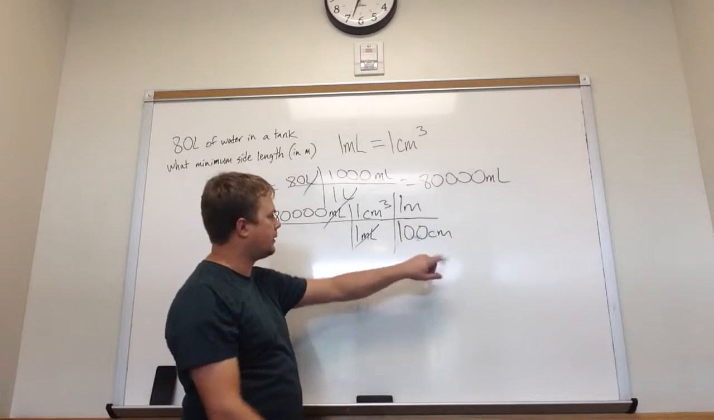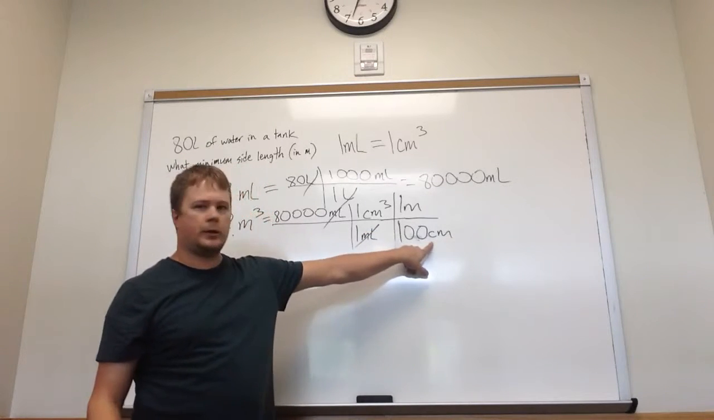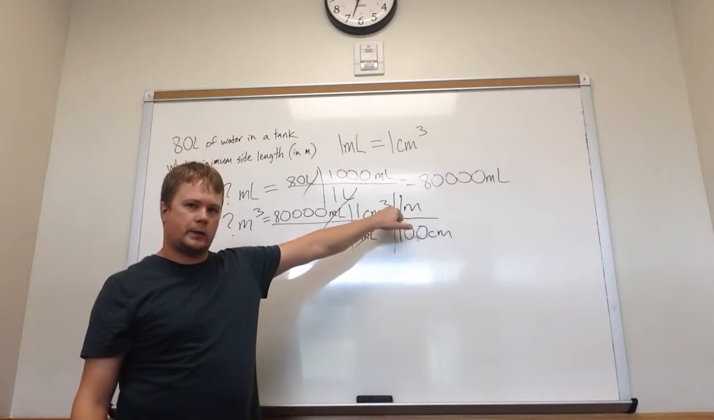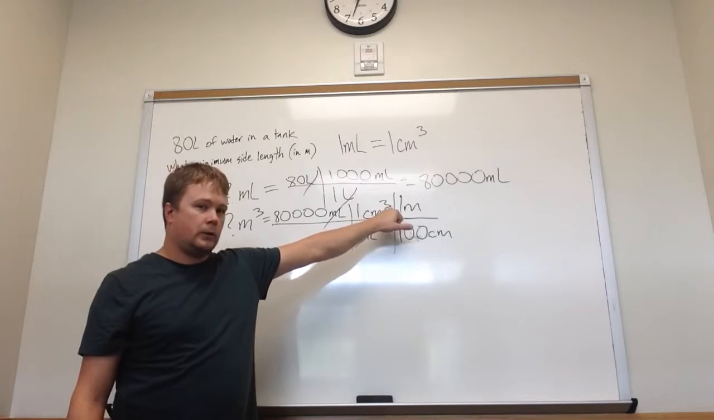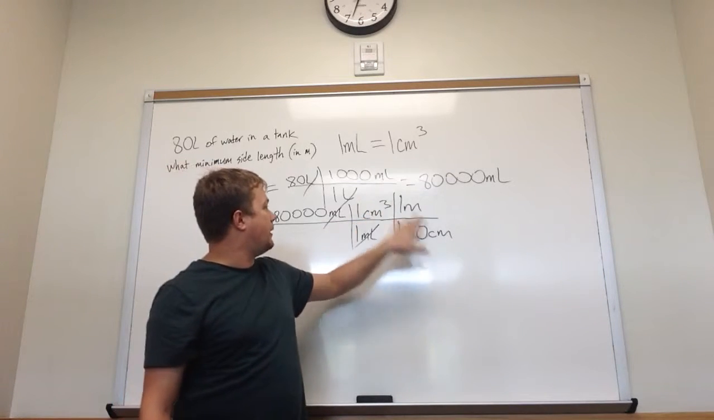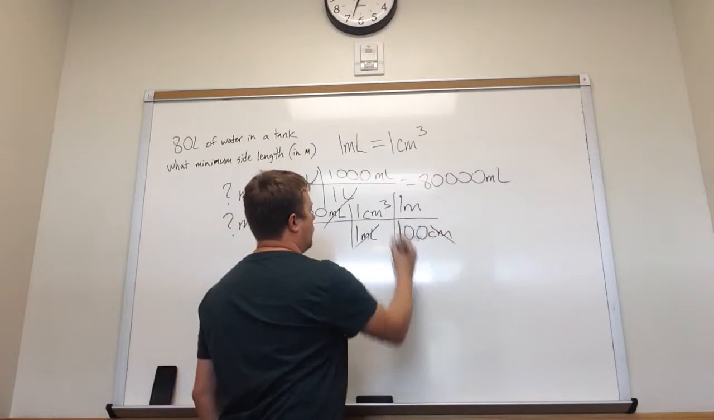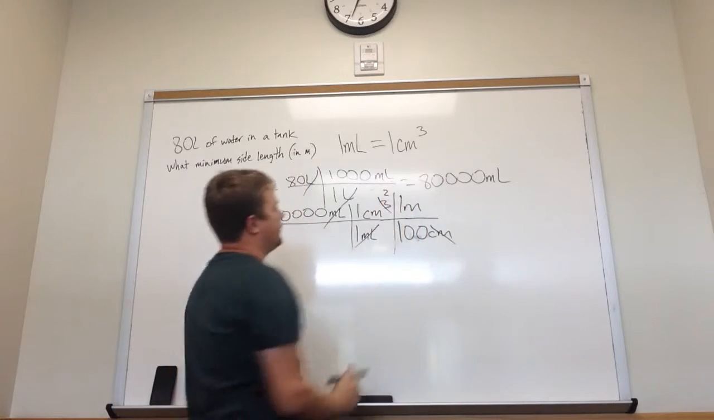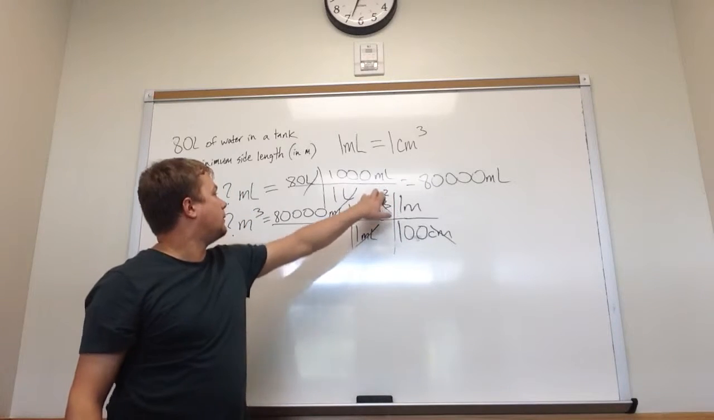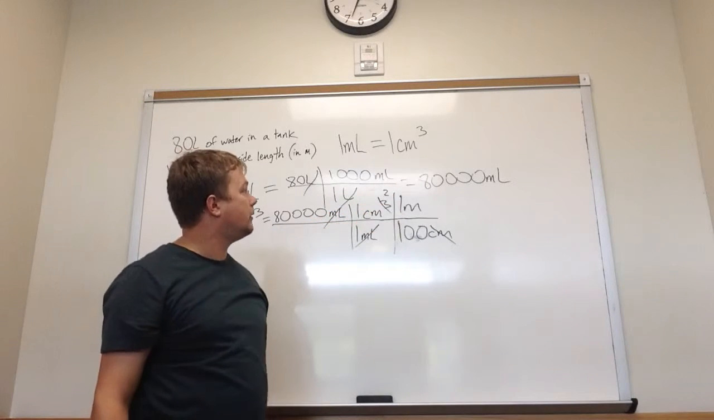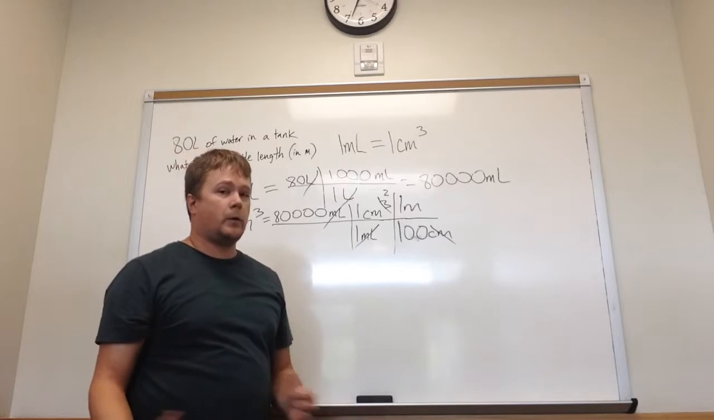Because if you notice, this says just centimeters. This says centimeters cubed. So if you just go straight from here to here, what you're really doing is crossing out one of those, and you forgot to get rid of that. That's still squared. So there's 2 different ways to do this.